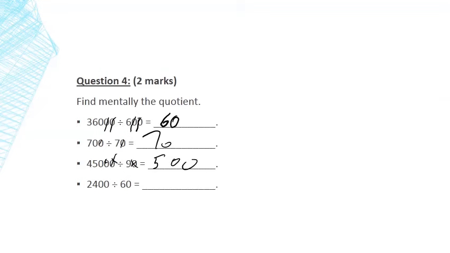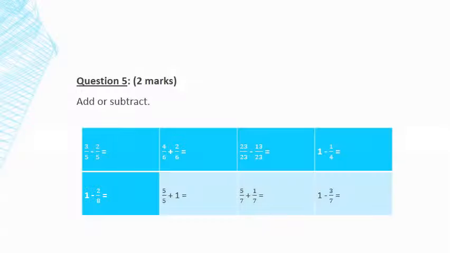Alex, 2,400 divided by 60. As you can see here, 24 divided by 6 is 4. And because we have a 0 here and a 0 there, we cross them out. Now we have only one 0 remaining, which makes it 40. Okay. Let's move to question number 5.